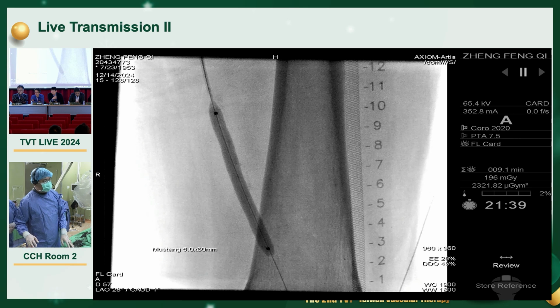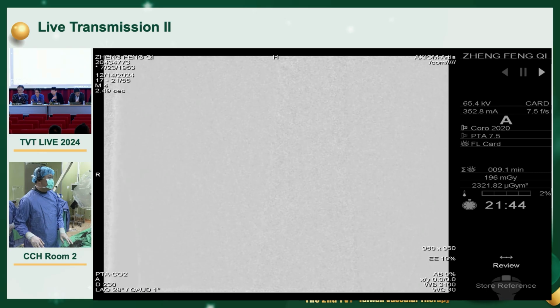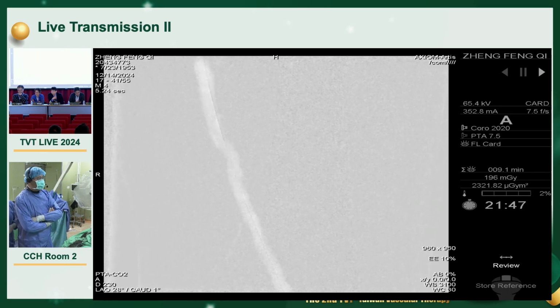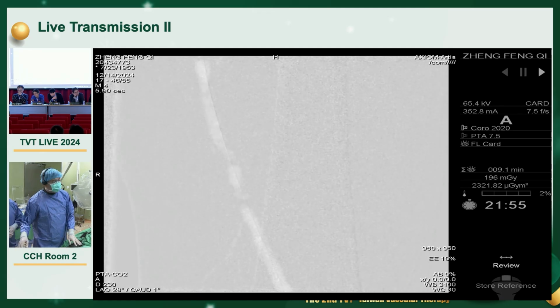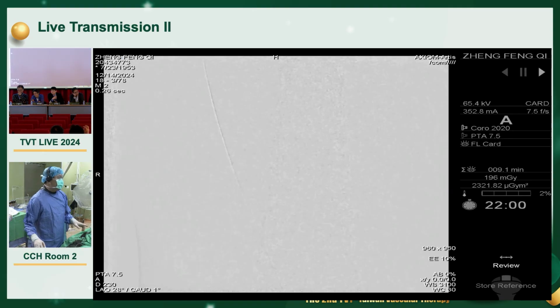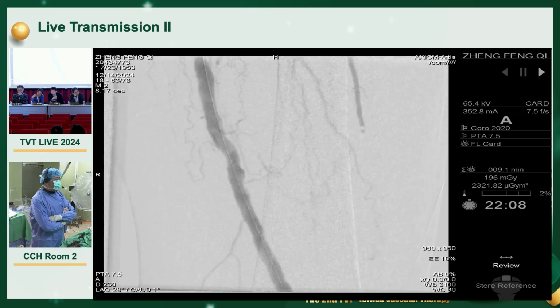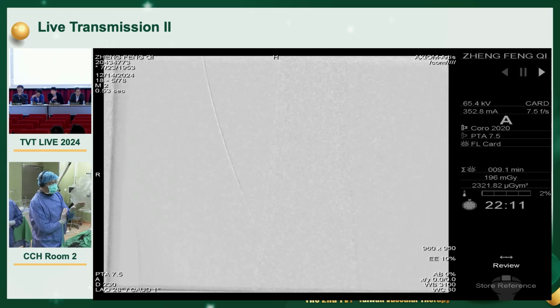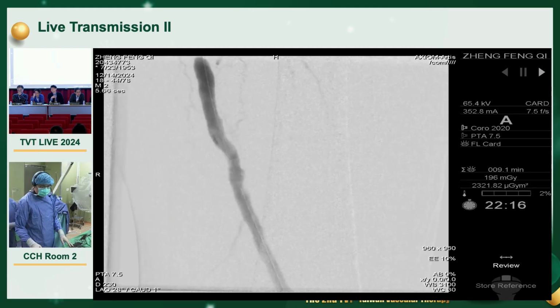Next. So we use the CO2 angiography, and the flow is good, and no significant dissection. For the comparison, next. We do the contrast angiography again. The lesion is fully expanded and no dissection, no flow limit. So I think maybe in this case, DCB is a good choice.